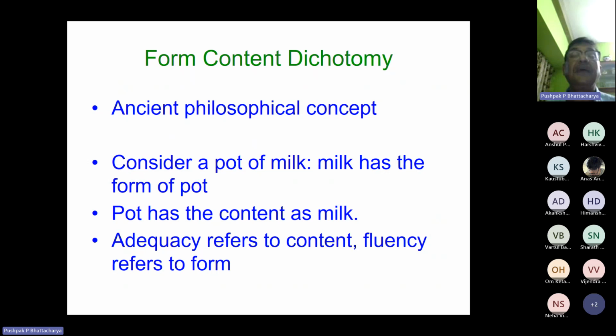Okay. Then we have this very old philosophical concept, the concept of form-content dichotomy. It's an ancient philosophical concept. Consider a pot of milk. Milk has the form of the pot, and pot has the content as milk. Adequacy refers to the content, fluency refers to the form. If the sentence is well formed, then we say that it has high fluency.